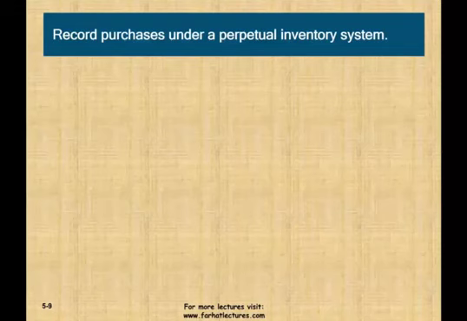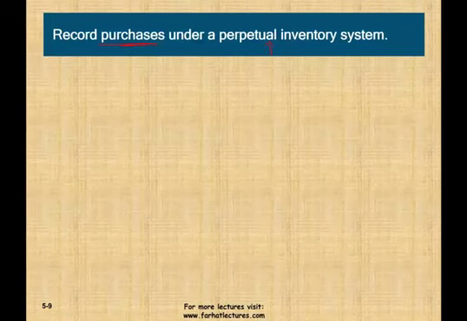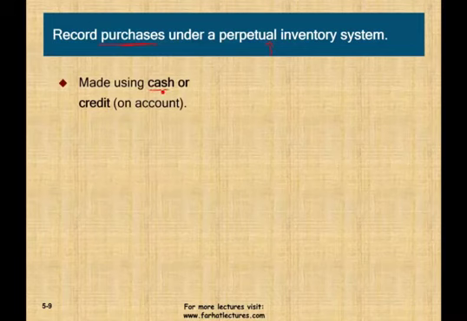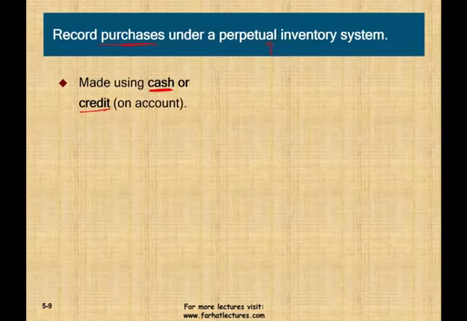This is Professor Farhat. In this session, we're going to look at transactions that deal with purchases, specifically under the perpetual inventory system. So when we buy a product, we can buy it using cash, basically pay cash, or we can buy on account. Now, in the real world, most transactions are on account. Basically, we buy, then we pay for it later.